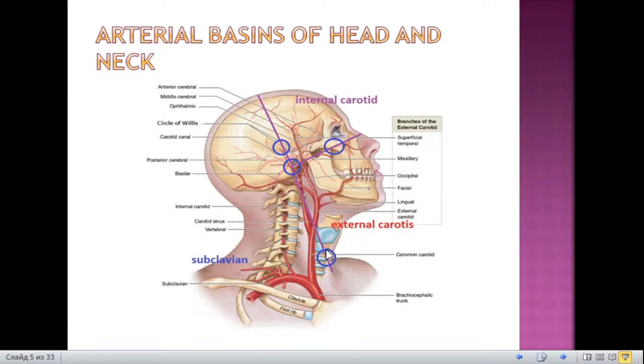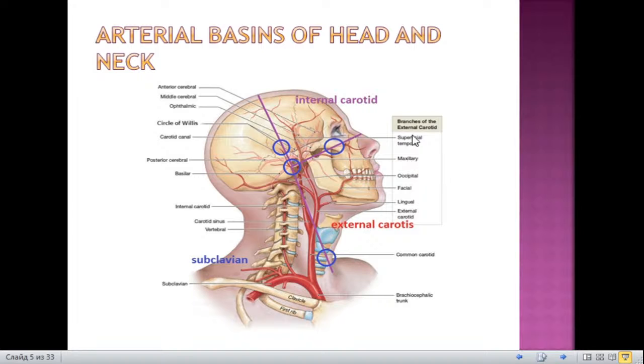And there are two organs in the head where all of these three basins meet together. As a result of this, only two organs of our head receive branches from the three big arteries. It's the dura mater of our brain and the middle ear. So these two organs receive branches from all of these three arteries.